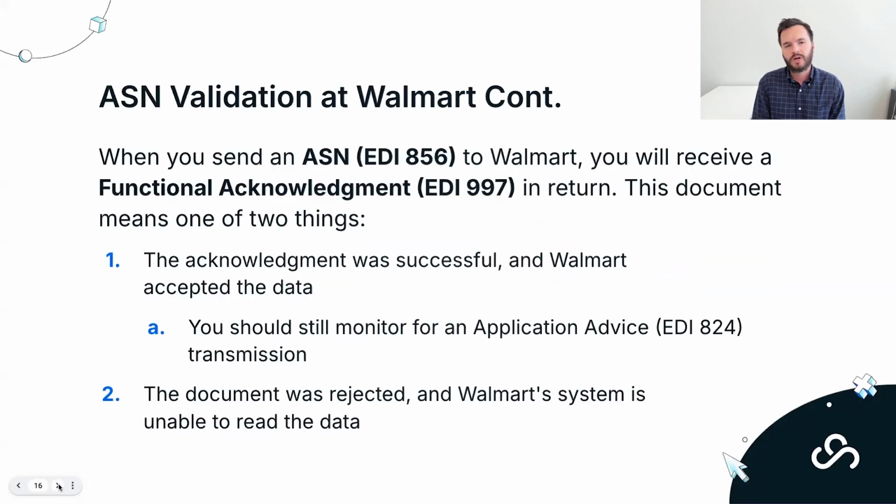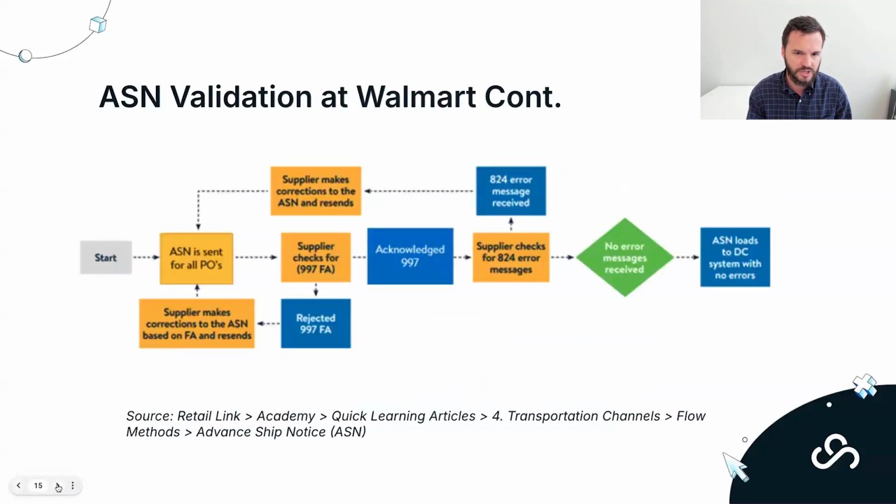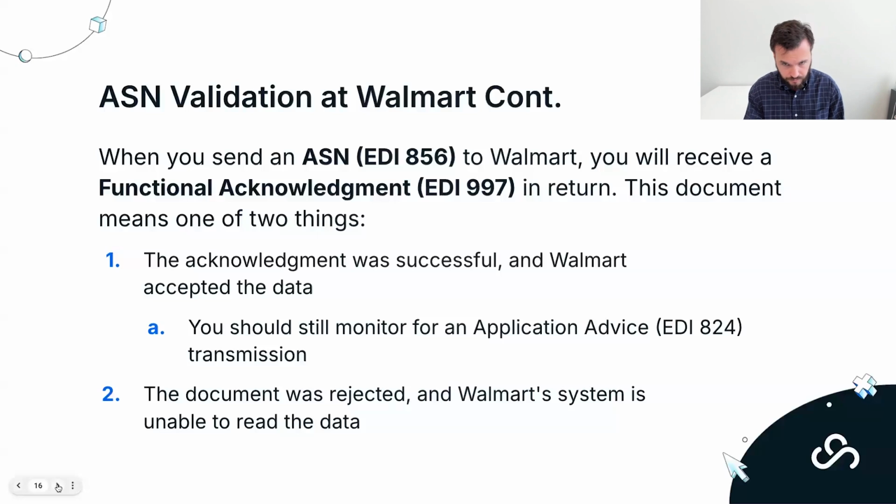Okay. So this is a little bit more about that first phase of the process. This is the 997, the first check, the functional acknowledgement. It's a little bit misleading in its title, because you can get an EDI 997 for something that is basically not acknowledged. Here are the two outcomes outlined in that flow chart. The acknowledgement was successful, right? That's an EDI 997. That is a check. We have received this ASN. Walmart has accepted the data. Now go ahead and wait for the EDI 824, the application advice. That will be more specific feedback if something's not exactly right.